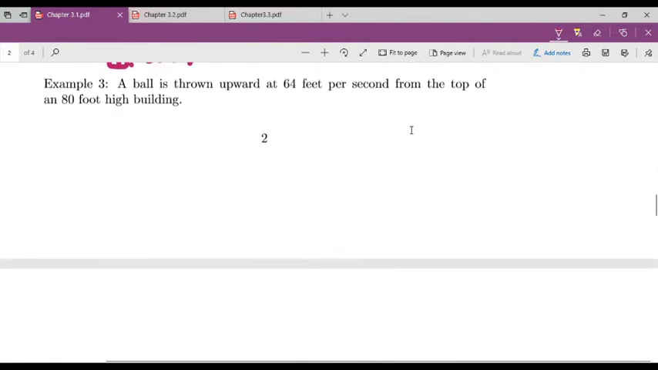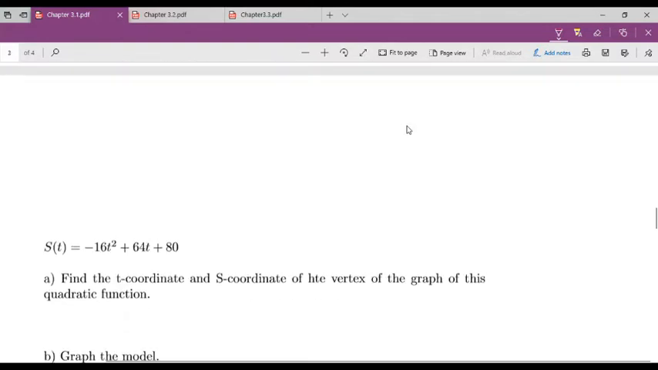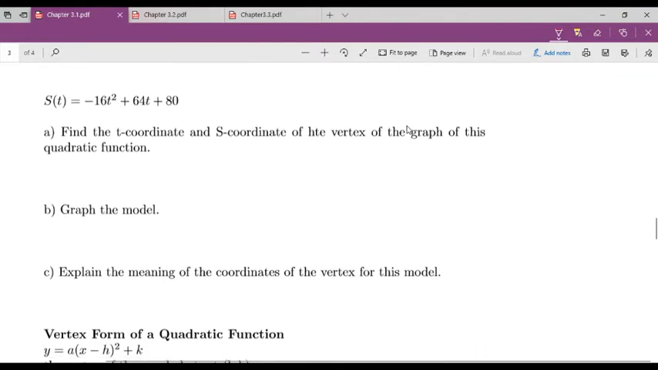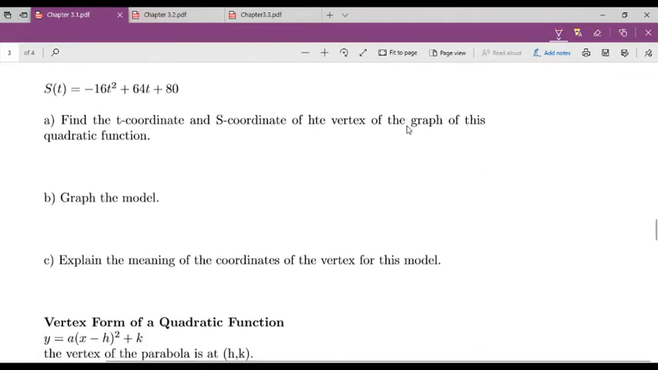Easy enough. Example 3 says a ball is thrown upward at 64 feet per second from the top of an 80-foot high building. Okay, and so you have the formula for it. You got this S of t equals negative 16 t squared plus 64t plus 80. A says find the t coordinate and the s coordinate of the vertex of the graph of this quadratic function. Okay. B says graph the model. C says explain the meaning of the coordinates of the vertex of this model.